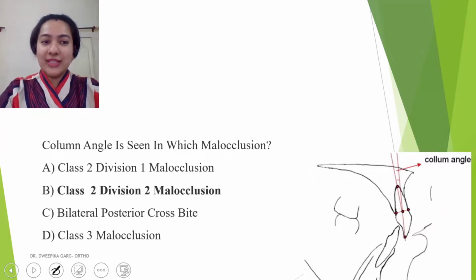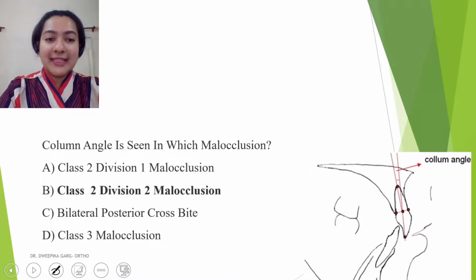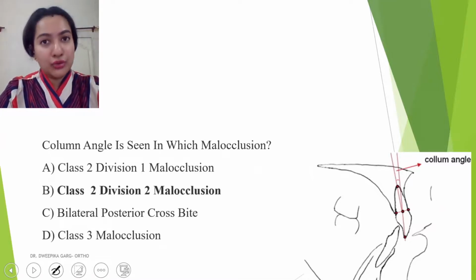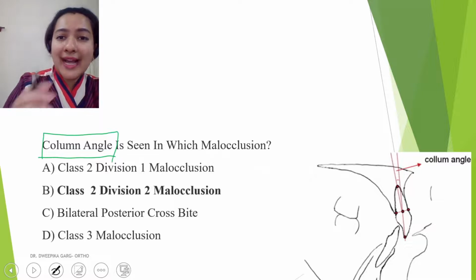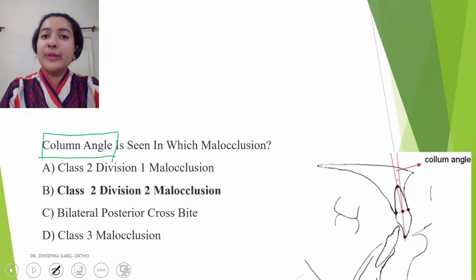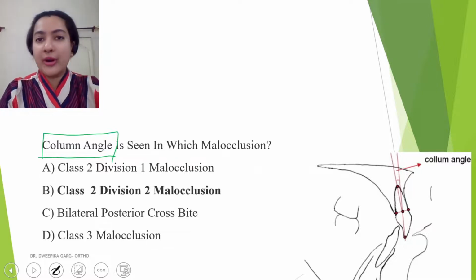The question which we have is, column angle is seen in which malocclusion? Before you can attempt this question, you should know what is column angle. So column angle is basically the angle between crown and root of a particular tooth. How come? Let us see.